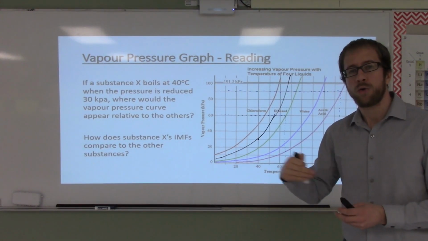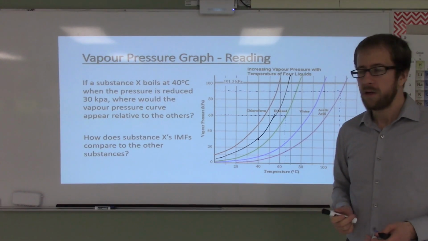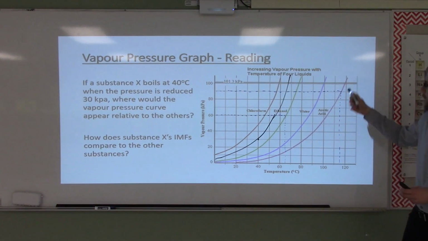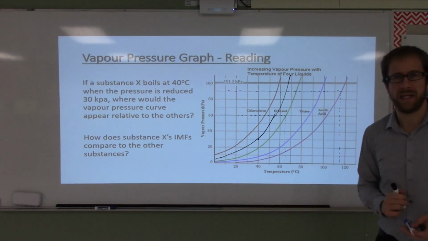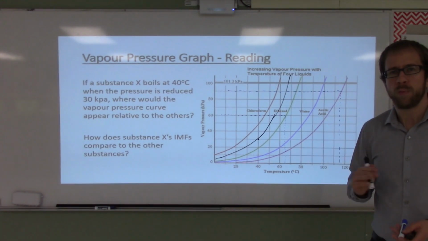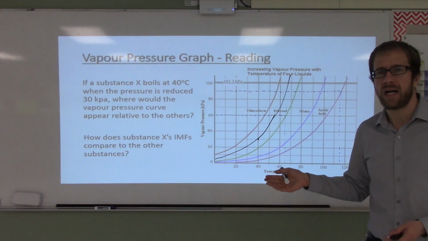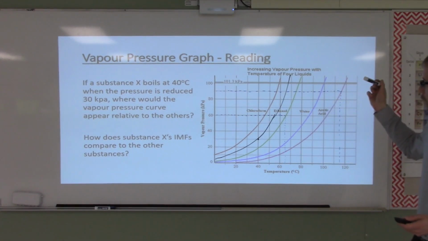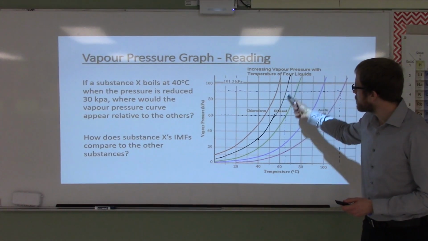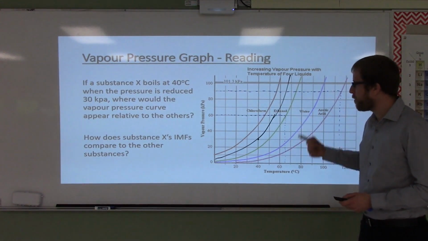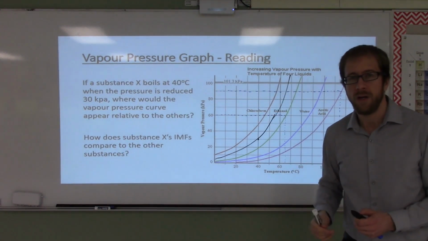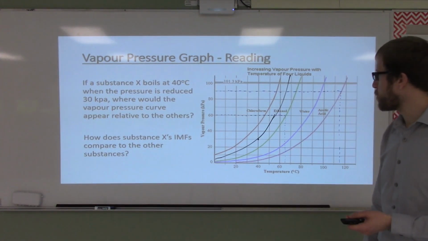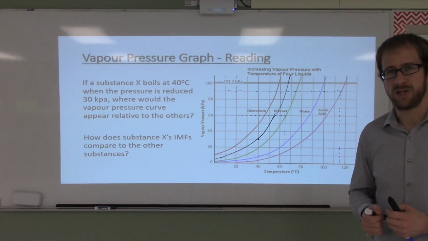Which of these has the greatest IMF? Well, that's going to be acetic acid, right? Acetic acid has the highest boiling point. It has the lowest vapor pressure at any given temperature because it does have the strongest IMF. So, where does our substance fall? Well, it falls somewhere between chloroform and ethanol in regards to its IMF. Ethanol has stronger intermolecular forces, whereas chloroform has weaker intermolecular forces.